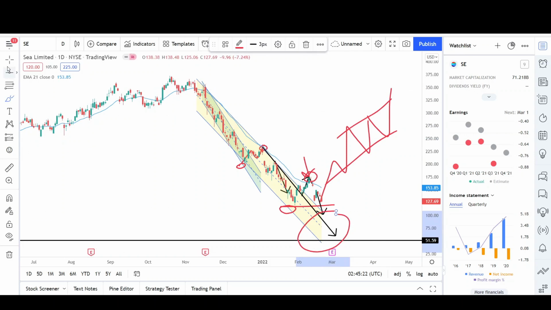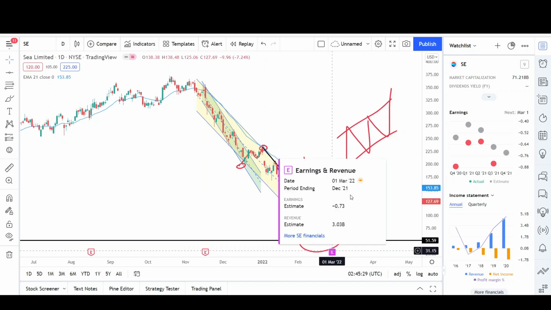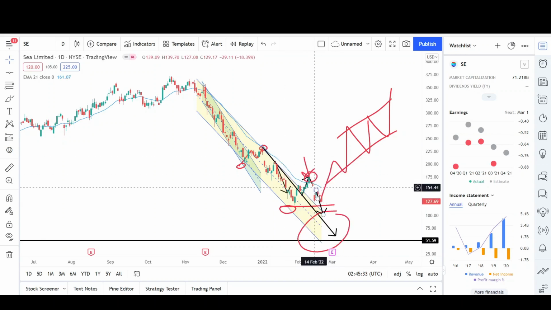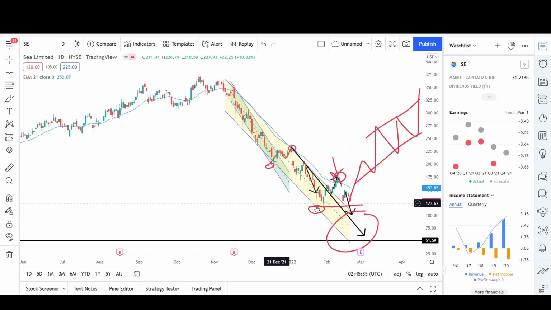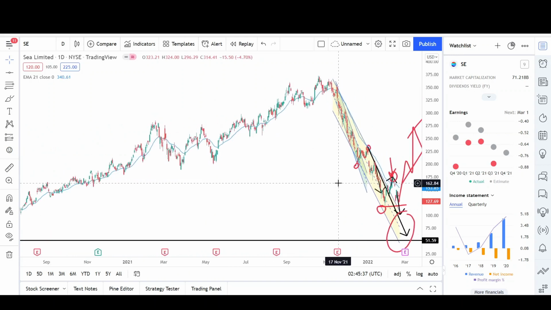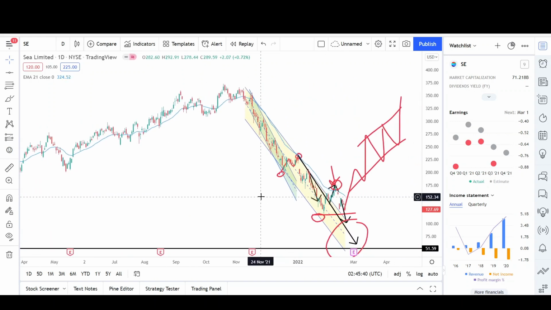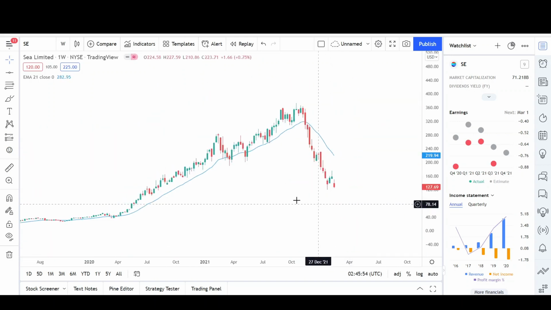This earnings is going to be interesting to see if they just gap down a lot. It is March 1st. I don't know how accurate this is. It could be give or take a couple of days or weeks, but eventually we're going to see some more selling in the market. So let's take a look at the weekly chart to wrap this all up. So here's the weekly chart for SE.